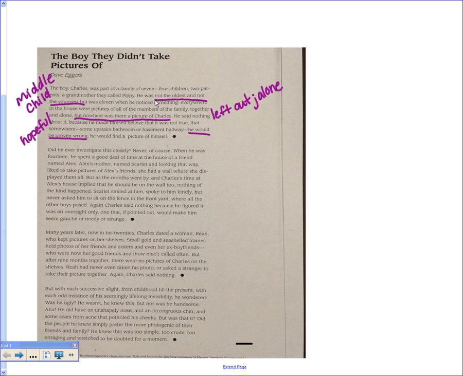Did he ever investigate this closely? Never, of course. When he was 14, he spent a good deal of time at the house of a friend named Alex. Alex's mother, named Scarlett and looking that way, liked to take pictures of Alex's friends. So I'm going to go ahead and underline like to take pictures of Alex's friends, and I'm going to make a prediction that Charles was not one of them.